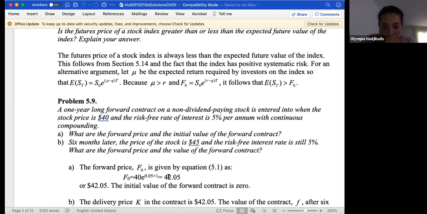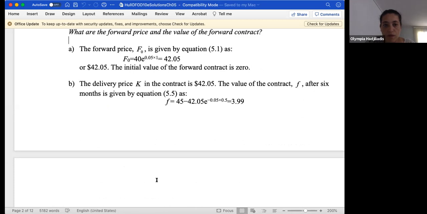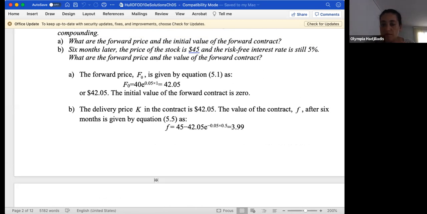Then 6 months later, the price of the stock is $45 and the risk-free interest rate is still 5%. So the question is, what are the forward price and the value of the forward contract?